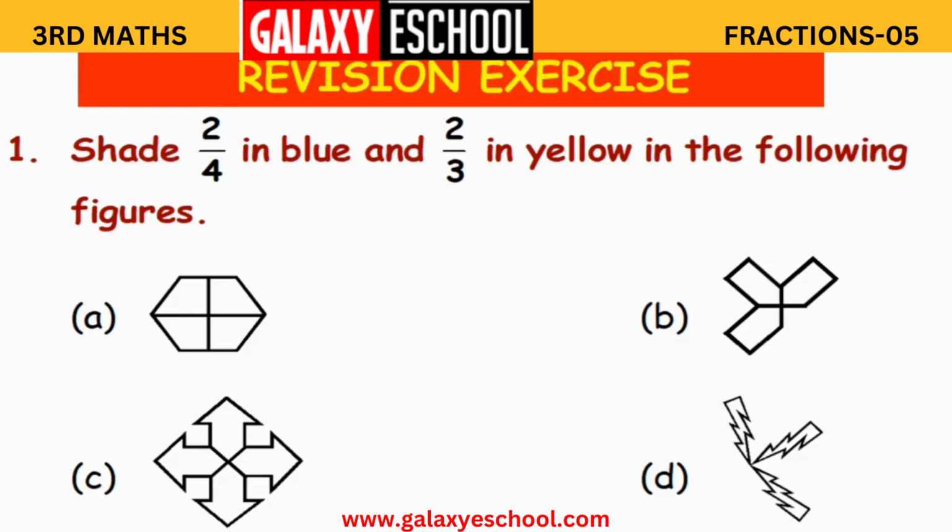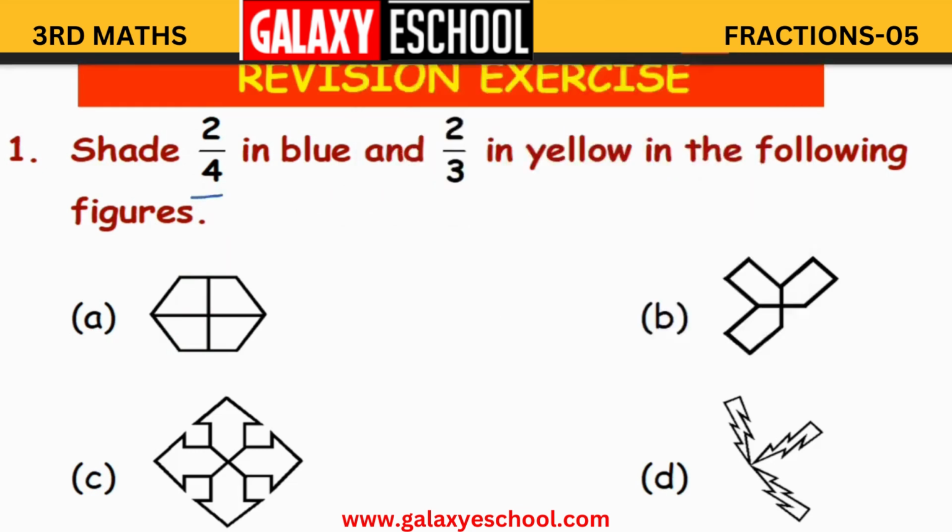Okay, understood? Now before ending our class for today, let us do a small revision exercise, children. This exercise will sum up what all we have learnt in the chapter fractions. Coming to the first one, shade 2 by 4 in blue and 2 by 3 in yellow in the following figures. What are they saying? Where we have 2 by 4 portion, that is to be shaded in blue, and where we have 2 by 3, that is to be shaded in yellow color.